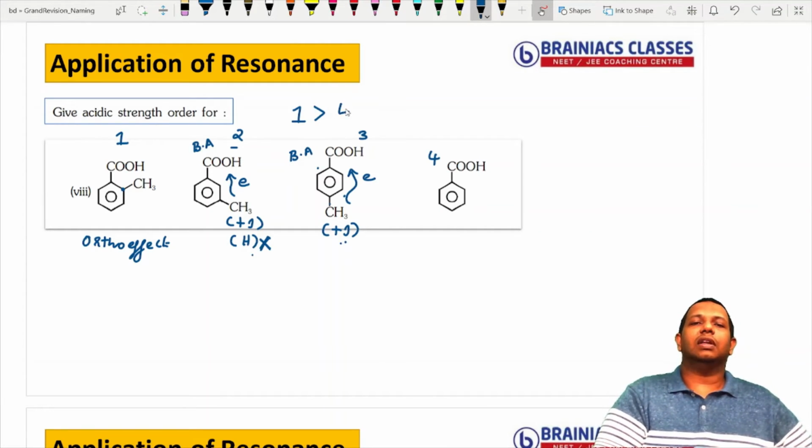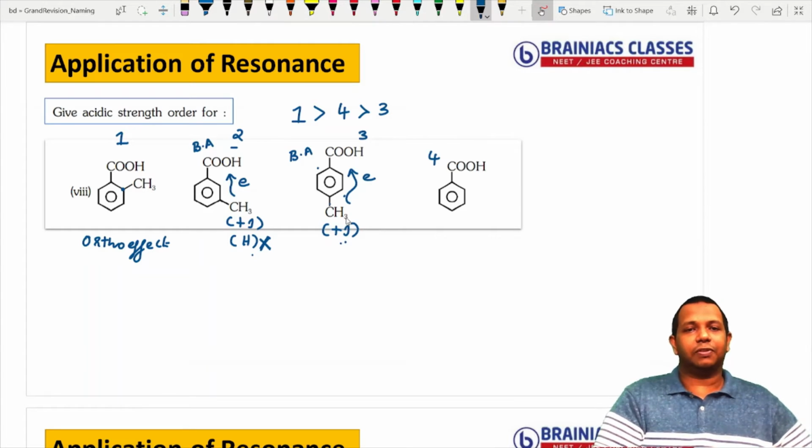So 1, then 4, then who comes? Then we know the third one. Why the third one? Because here destabilization is not that prominent, because the plus I effect is there, but it is at a larger distance. Then comes 2. So the answer should be 1, 4, 3, 2. Are you getting it like this? Please check.